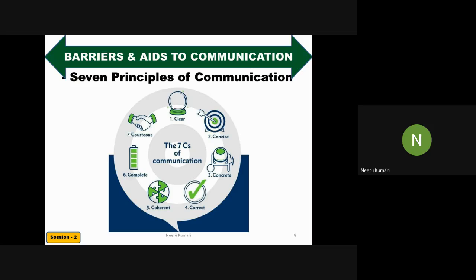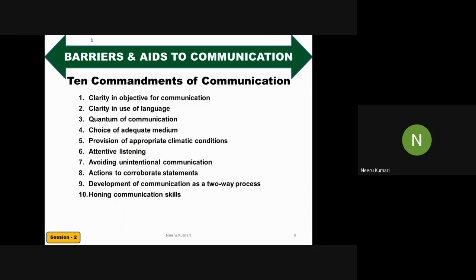If I don't understand their level, what will happen? It is going to lead to a gap, it will create the gap, it will generate the gap. So I have to get rid of this gap. How can I get rid of this gap? By following all these 7 C's. If you follow the 7 C's of communication, right from clear, concise, concrete, correct, coherent, complete, and courteous, you will see that you will apply all these 10 commandments in your communication.